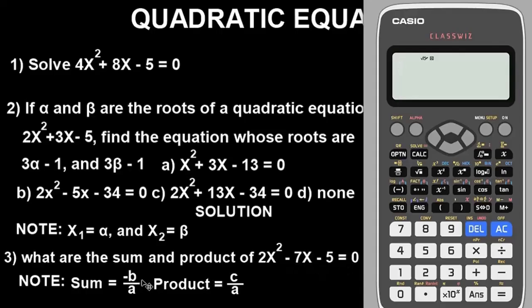So guys, to get the sum, it will now be minus b over a, which, since our b is minus 7, the answer for the sum will be 7 over 2, whereas the answer for the product will be minus 5 over 2. So guys, it's as simple as that. That's how you can solve problems involving quadratic equations, ranging from alpha and beta roots of a quadratic equation to the sum and product of a quadratic equation.